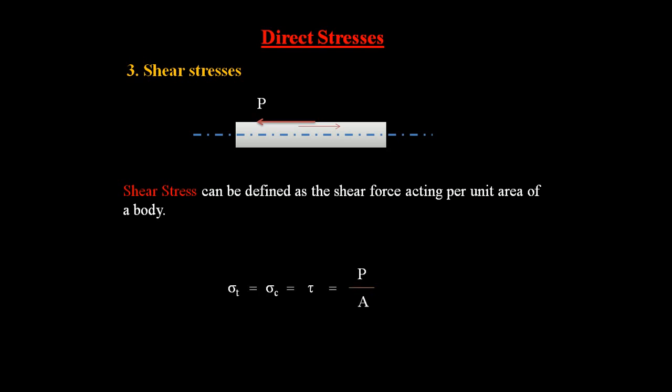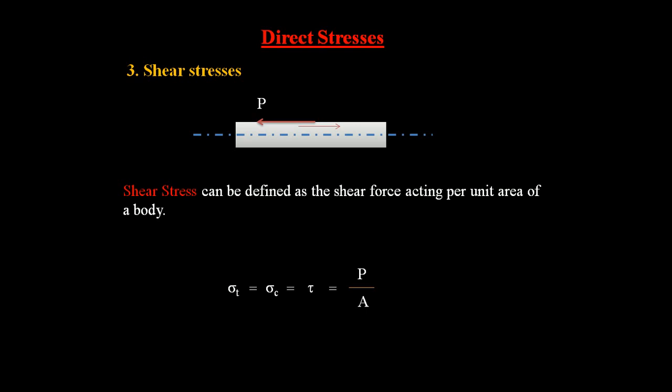And next we try to give a formula for finding the stresses here. The same formula we can consider, that is the basic formula, that is force by area. So any type of stress we are considering, based upon that type of force we need to consider.